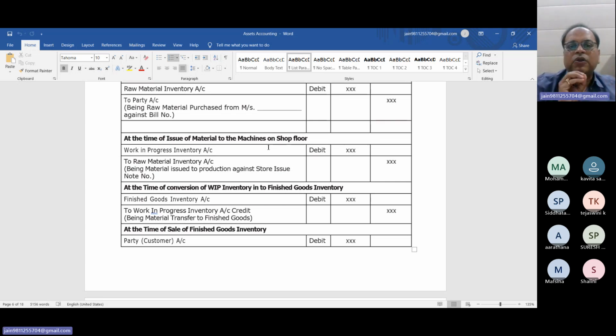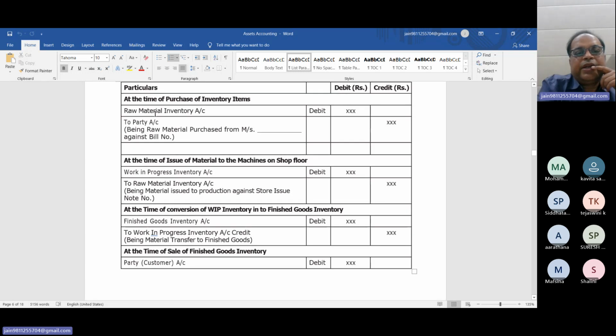In that case, now the raw material is converted into WIP. So the entry is WIP inventory account debit or WIP control account debit to raw material inventory account or to raw material control account. Both may be possible. We just use control account, inventory account, nothing. So at the time of issue of material to the machines on the shop floor, the entry is WIP account debit to raw material inventory account. And whenever we purchase the material, what was our entry? Raw material inventory account debit.